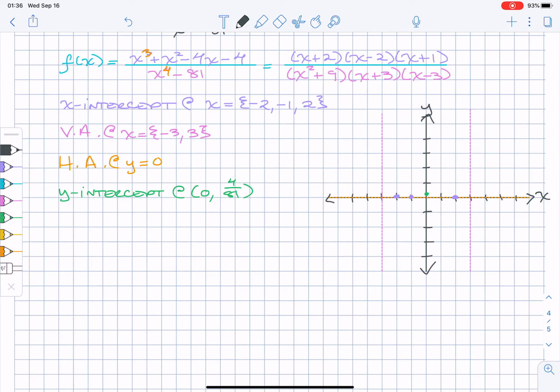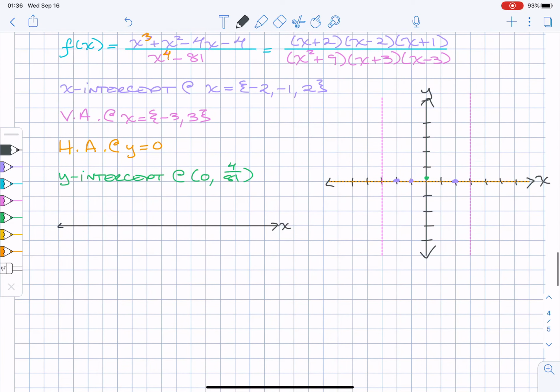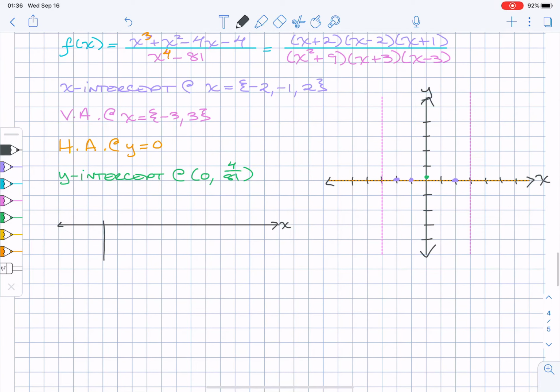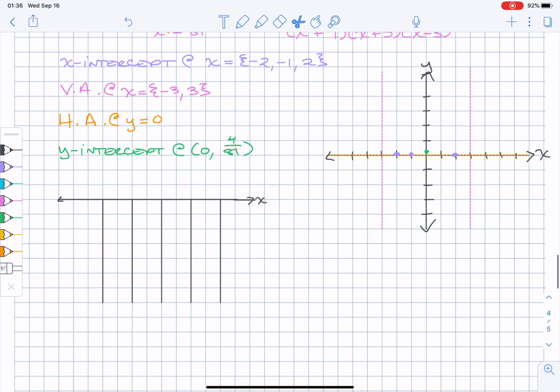So now we're going to do our sign chart. But the sign chart has 1, 2, 3, 4, 5 factors of real numbers. I can ignore the complex x squared plus 9. So I need 1, 2, 3, 4, 5. Nope, it's not going to autocorrect. Okay, 5. There we go. Yeah, close enough.